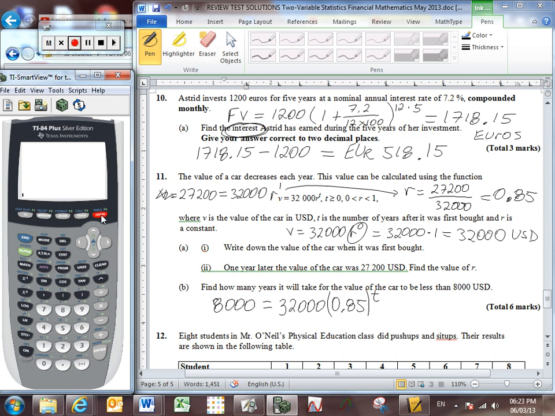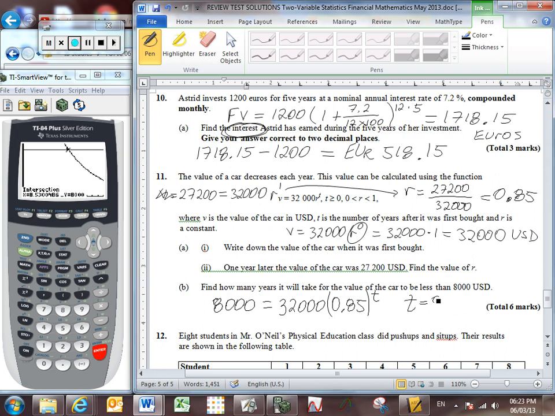Let's now graph it. That's the 8,000. We want to find out when the 32,000 car has diminished, and that's right here where it finally hit 8,000. So let's find the intersection. Second calc, intersect, enter, enter, enter, and we discover that they intersect after 8.53 years. So t is 8.53 years.